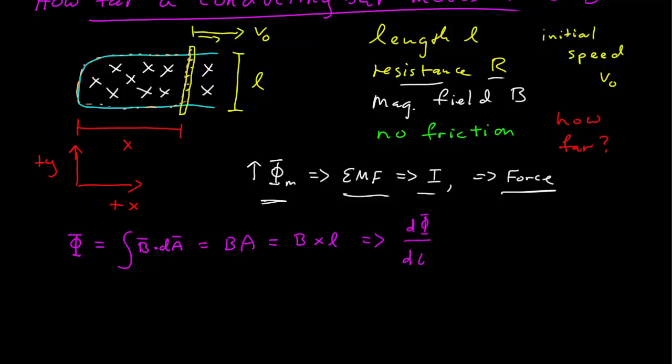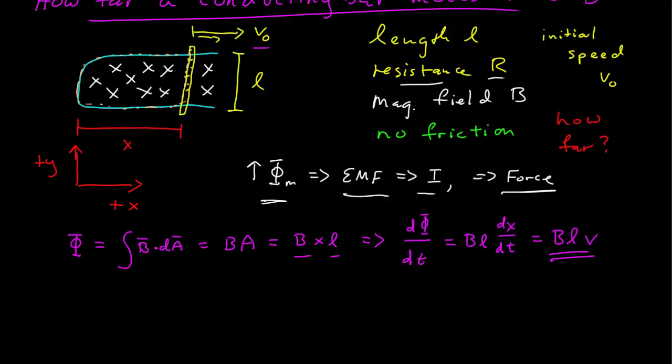So the derivative of the flux with respect to time: B and L aren't changing, but x is, as the bar moves to the right. So we have dx/dt, and dx/dt is just the velocity of the bar. It's not the initial velocity; it's the velocity at every point in time in the future that is going to lead to the changing flux. Okay, so we've got the flux.